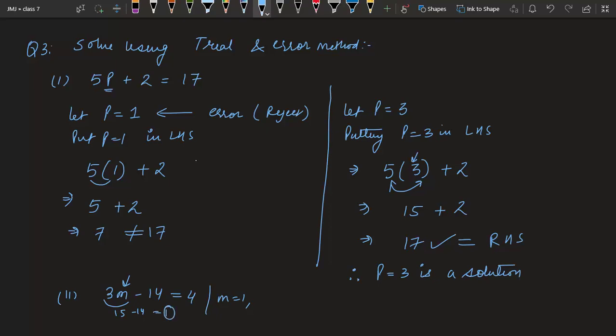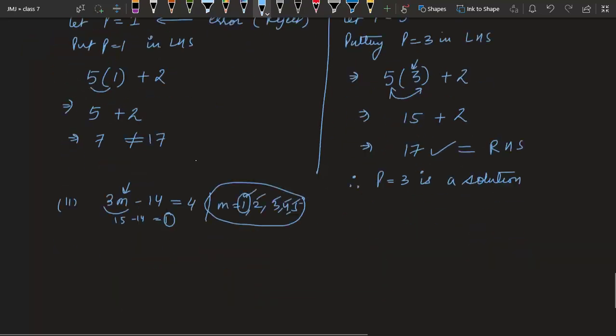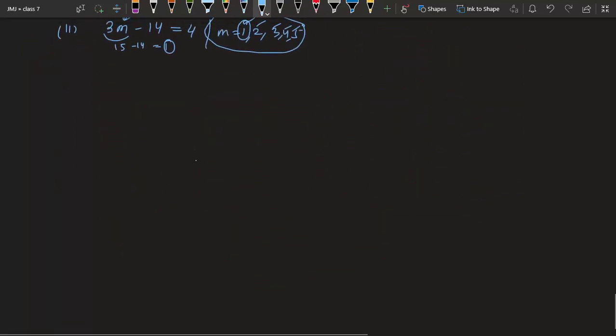That means here the values of m equal to 1, 2, 3, 4, 5 and I guess 6 will be your answer. So these many values will be rejected. If you keep on trying like this, these many values will be rejected. So you can try only with one value and then directly try the correct answer, just to show that you have tried some numbers. Okay, now let's see question number 4.